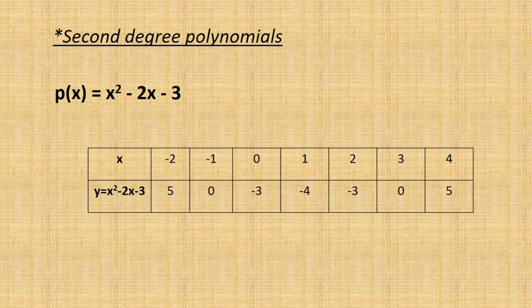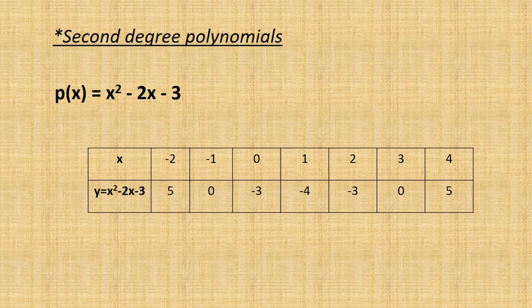So if you find all the values, you will get a table like this. When x is equal to minus 2, y is equal to 5. When x is equal to minus 1, y is equal to 0, and so on. So this will give you a set of coordinate points on the plane. If you join all these points, you will get the graph of p of x.